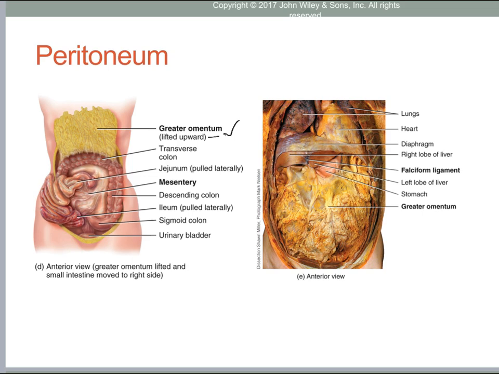Continuing with the peritoneum, we can lift up that greater omentum, so you notice we lift it up. And we see the mesentery. So we see the mesentery here surrounding and moving between the small intestine. If we were to pull this transverse colon down, behind it you'd see a swooping mesocolon.